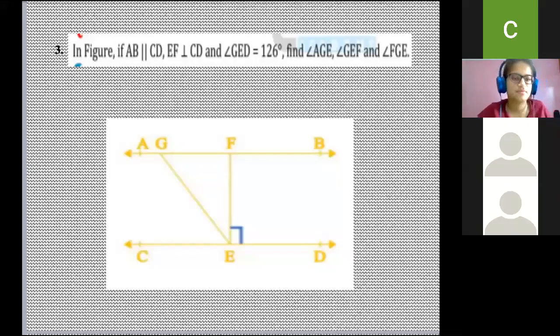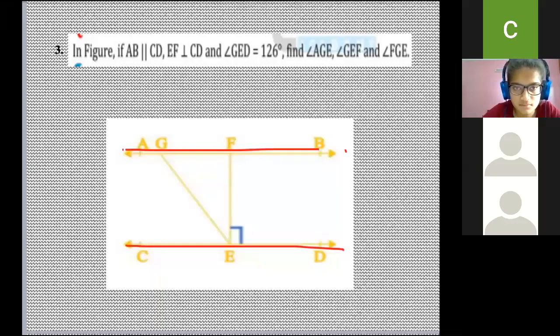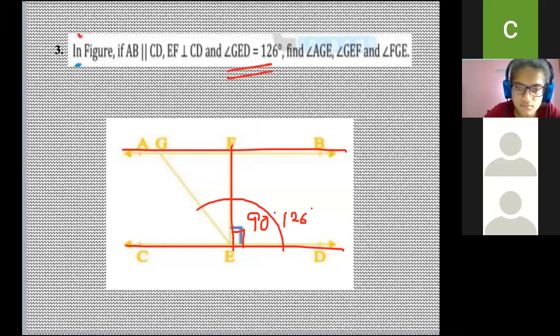Okay. Next. Third one. In this figure, if AB is parallel to CD, so already it is mentioned that lines are parallel. AB is parallel to CD and EF is perpendicular to CD. So what is the angle made here? 90 degrees. And what else is given? Angle GED is 126 degrees. Then find angle AGE.